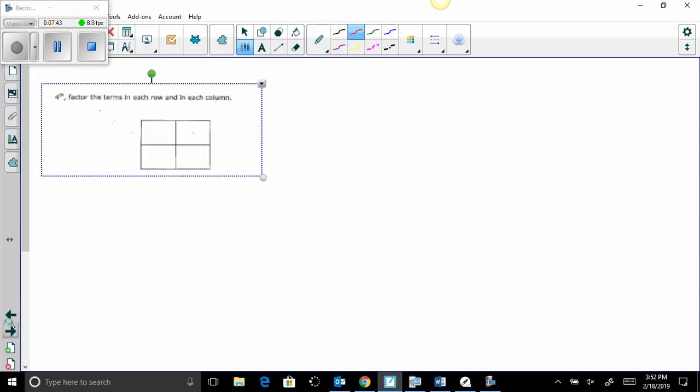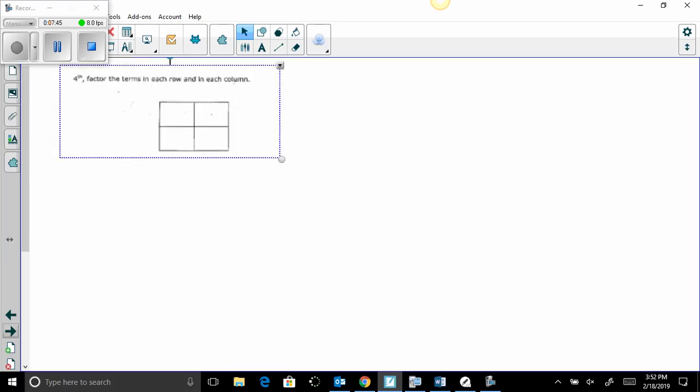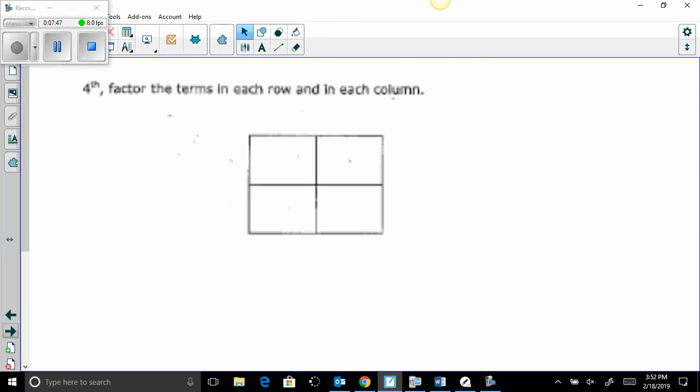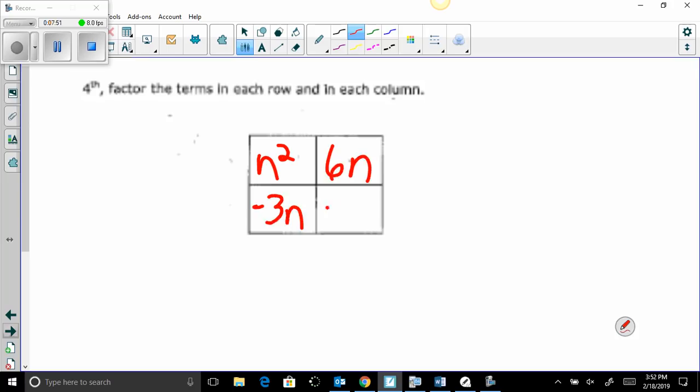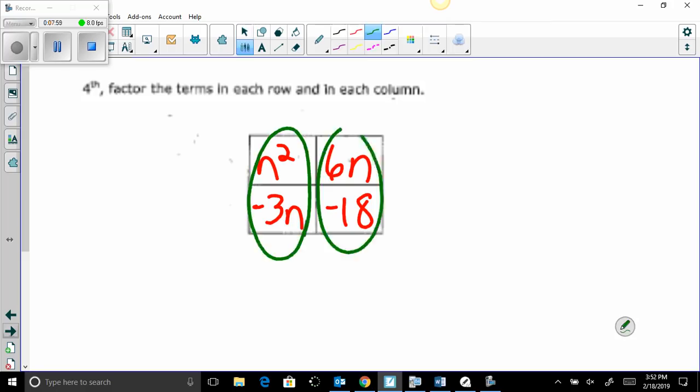Next step. And 6n, negative 3n, negative 18. Next step is to factor the terms in each row and column. Find the GCF of every column and then every row. What's the GCF in this column right here? Is n. What's the GCF in this column? It's just 6.